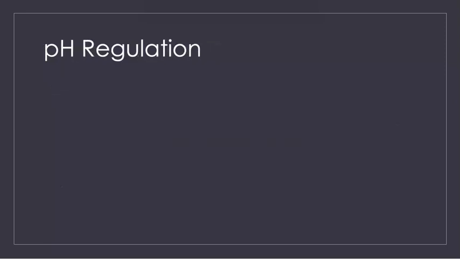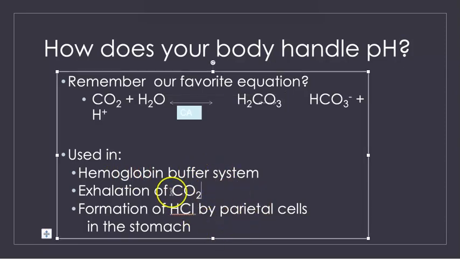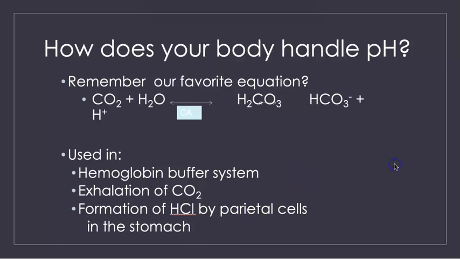All right, so with that, we're going to move right into pH regulation. So how does your body handle pH? Remember this equation: carbon dioxide and water in the presence of carbonic anhydrase will form carbonic acid, which, oh, that shifted on me, unfortunately. Sorry, my arrows shifted. There should be arrows here, which will form bicarbonate and hydrogen ions. We saw this in the hemoglobin buffer system with carbon dioxide, the formation of hydrochloric acids. Lots of things use this equation because carbon dioxide reacts with water. Both of those things are very common in our bodies.